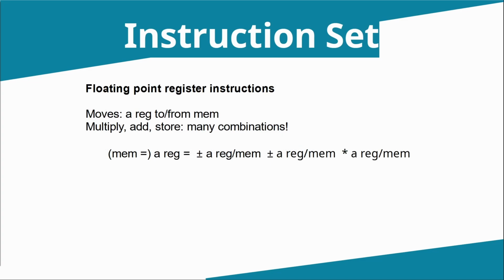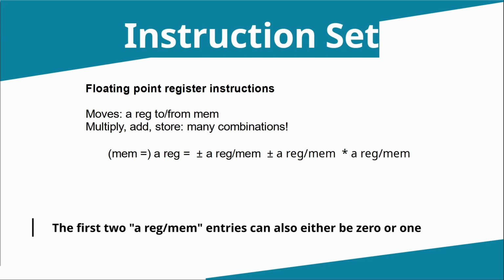What about the floating point register instructions? Well, there are several of these, so it's going to take up a bit of time to cover them. So first of all, as we've already seen in one of the examples I gave earlier, you can move to an A register from memory, or the other way round, to memory from an A register. And then there are also multiple combinations of floating point multiply, add, and store instructions. And they are typically of the form shown there on the slide.